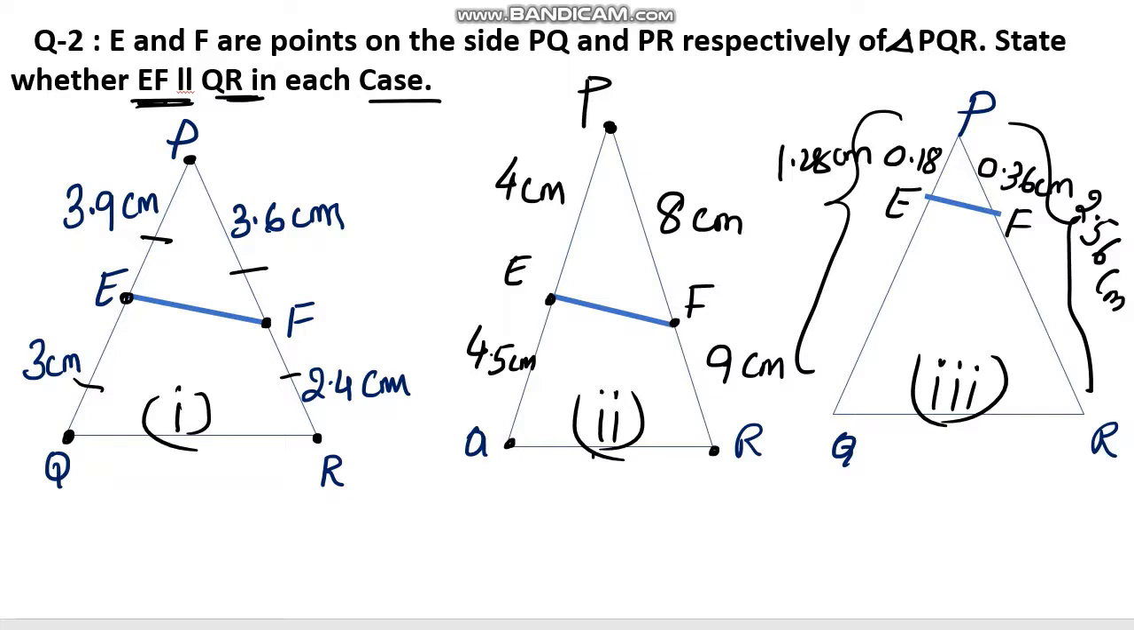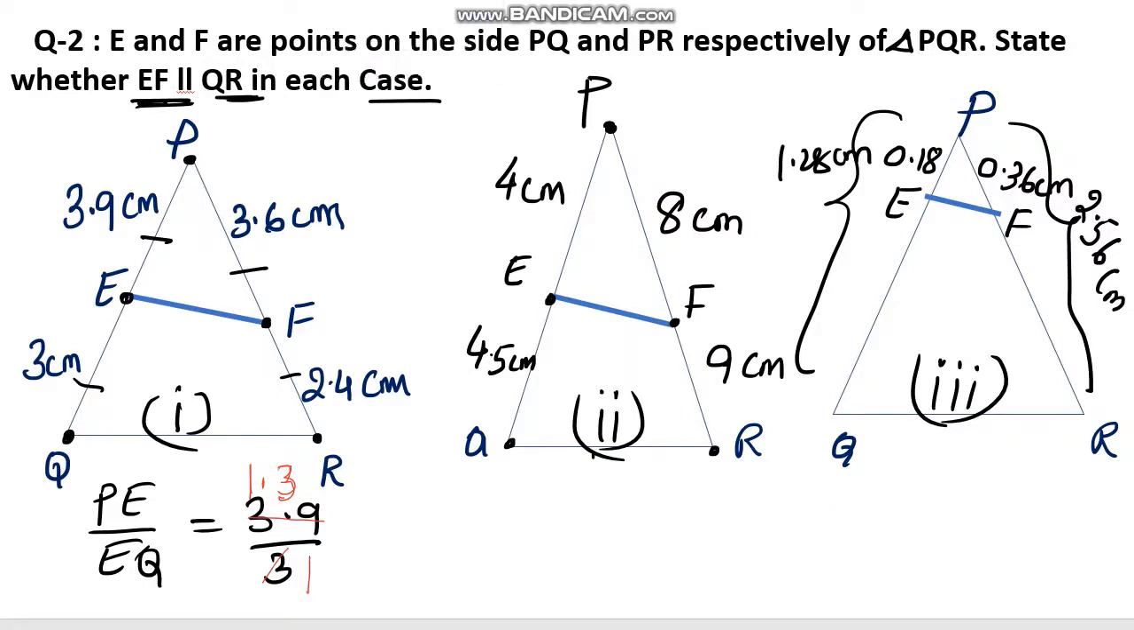Now let us see case 1. So in case 1, PE by EQ is equal to 3.9 by 3 centimeter. 3.9 by 3 can be cancelled using the table of 3. 3 ones are 3, and 3 into 1.3 is 3.9. So you are getting 1.3 for PE by EQ.